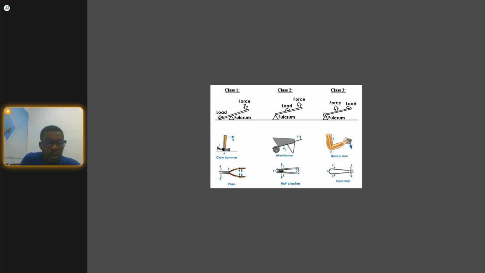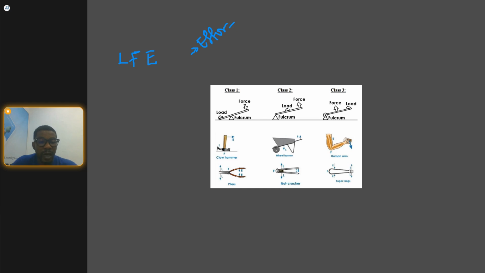So there's an acronym we use for this to make it much easier for you to remember. This is going to be L, which is load, F, which is what? Fulcrum, and E, which is what? Effort. So LFE is the first class of what? Lever. That is, the fulcrum is in between the load and the effort. And I said the force here also represents the what?